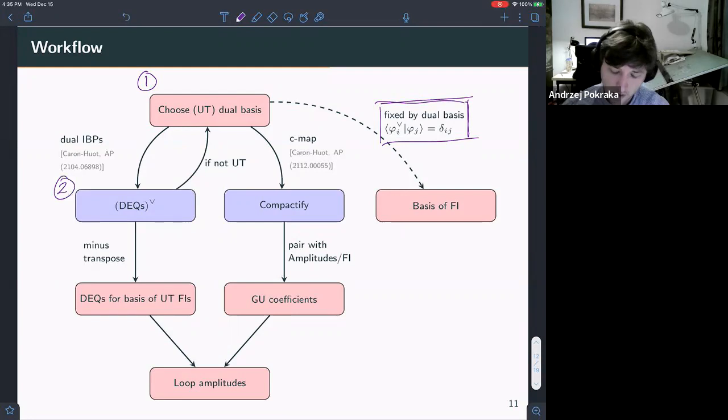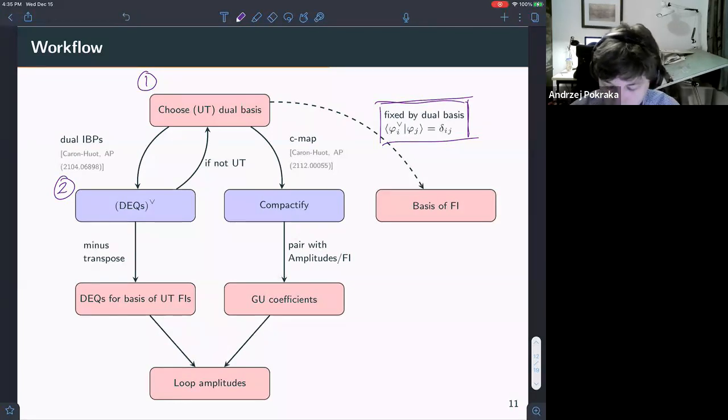And we can compute this differential equation just using dual integration by parts identities, which are simpler than their Feynman counterparts in the sense that they're localized to these cuts, and propagators simply don't exist on the dual side, so we're never going to square a propagator.